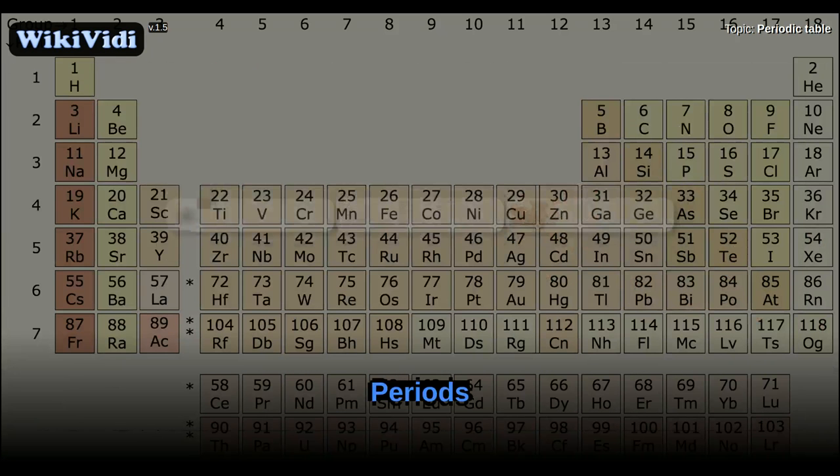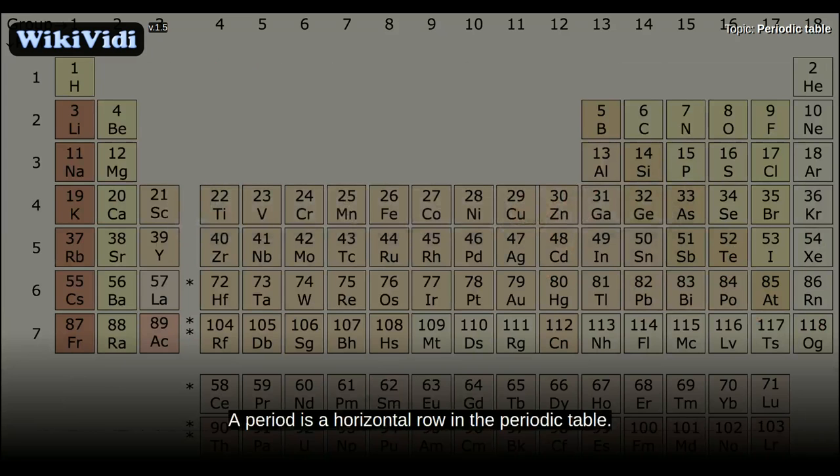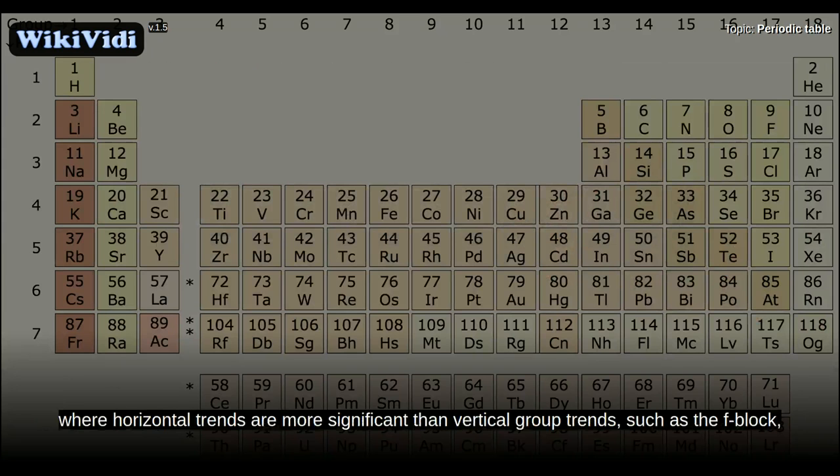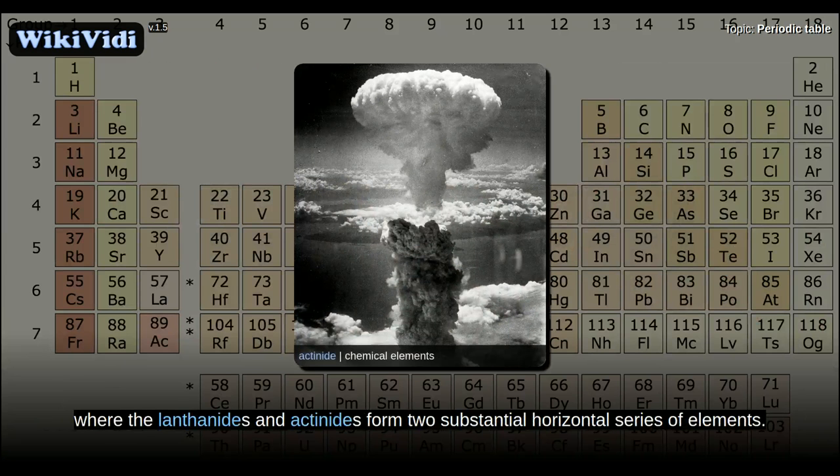Periods. A period is a horizontal row in the periodic table. Although groups generally have more significant periodic trends, there are regions where horizontal trends are more significant than vertical group trends, such as the F block, where the lanthanides and actinides form two substantial horizontal series of elements.